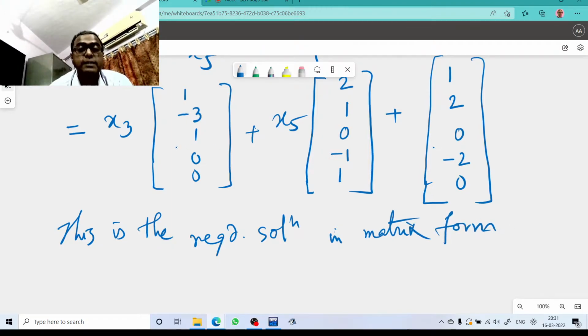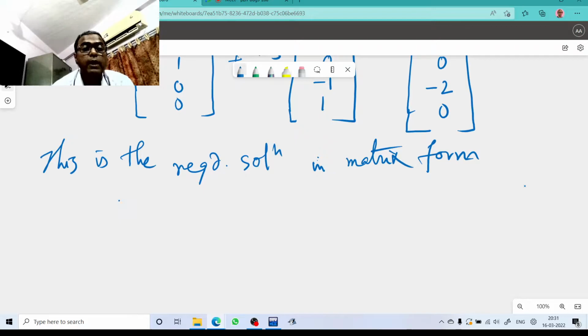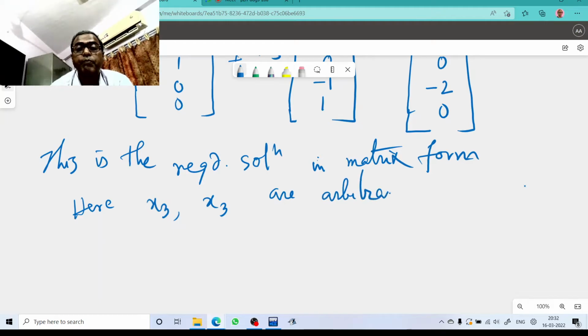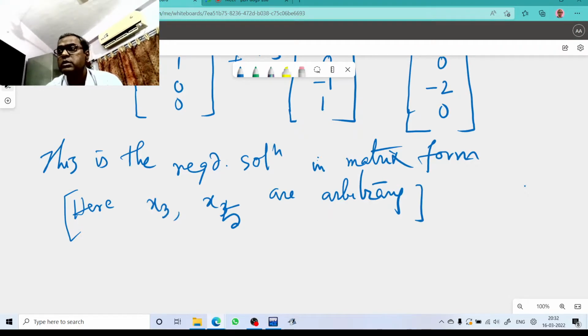Here x3 and x5 are arbitrarily chosen. Here x3 and x5 are arbitrary. So you can put x3 equal to say C1 and x5 equal to C2. So x3 is C1 and x5 is C2. For a particular solution, C1 equal to 1, C2 equal to 1, or C1 equal to 0, C2 equal to 1, any real number.